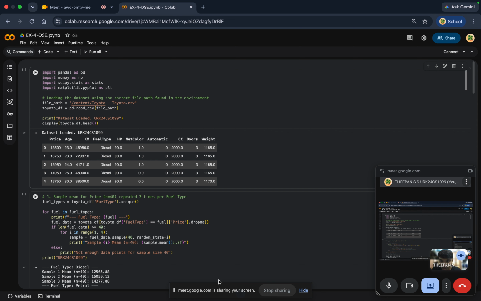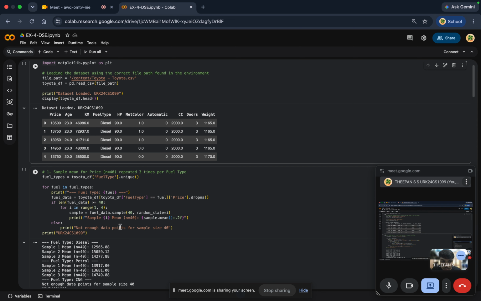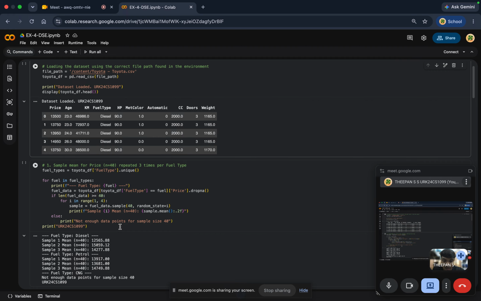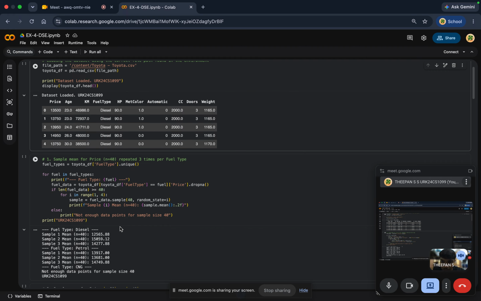DSE experiment 4. Today we are going to see the first question: the sample mean of price when n is equal to 40, repeated 3 times per fuel. The goal is to demonstrate the concept of sampling variability and the central limit theorem, showing how the sample means vary around the true mean, and we want to show how the code works.